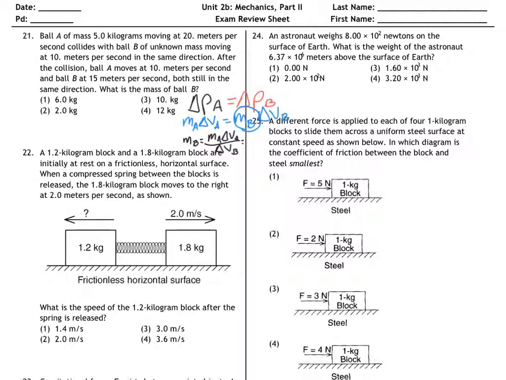So from the question, I know that the mass of A is 5, and it started at 20 meters per second and ended at 10, so its change in speed is 10. For the change in VB, it started at 10 meters per second but ended at 15, so its change in speed is 5. So 5 times 10 is 50, and 50 divided by 5 would be 10, which means that the mass of ball B must be 10 kilograms.